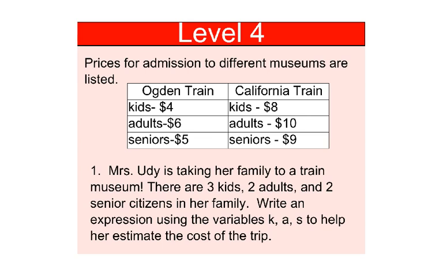It's really cool too. Anyway, it says Mrs. Udy is taking her family to a train museum. There are 3 kids, 2 adults, and 2 senior citizens in her family. That's her parents. Write an expression using the variables K, A, and S to help her estimate the cost of the trip. So K stands for the price of the kids' ticket. So how many kids are there? There are 3 kids. So 3 times the cost of the kids' ticket, so 3K.